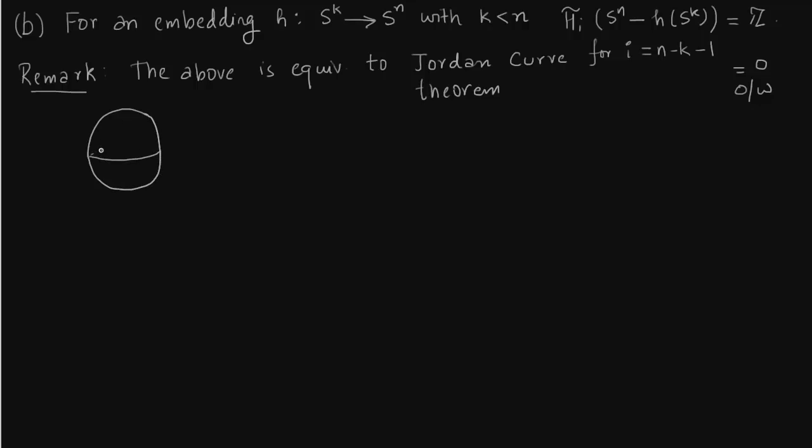So this is S2, then you draw a loop onto it. So a loop on the surface, so you've drawn this loop. This loop is nothing but an embedding, because you can see you've taken a circle and deformed it to form this loop. So this is the embedding, which is given by the yellow portion.